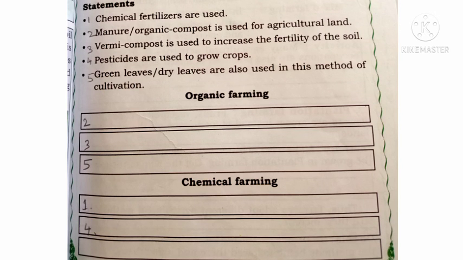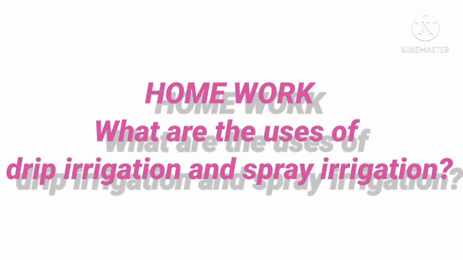So students, that's enough for today. The remaining lesson will continue in the next period. For homework: what are the uses of drip irrigation and spray irrigation? Write this in your homework book, and whatever I explained in the videos, write that in your textbook also. There is space given in your textbook for that. Okay, bye students, take care.